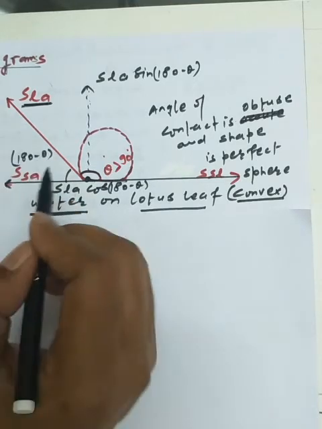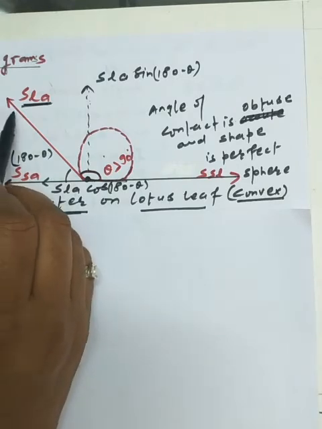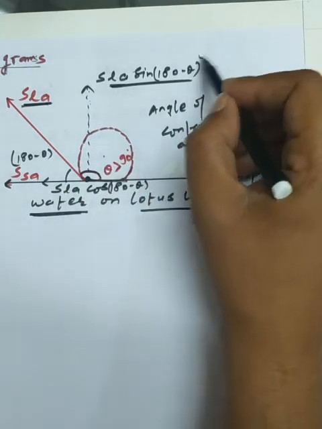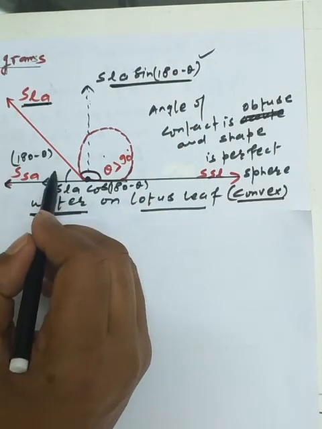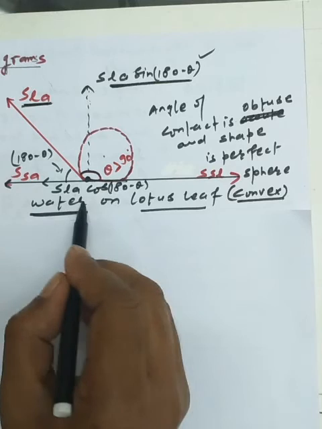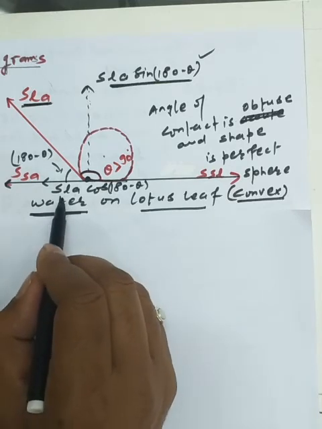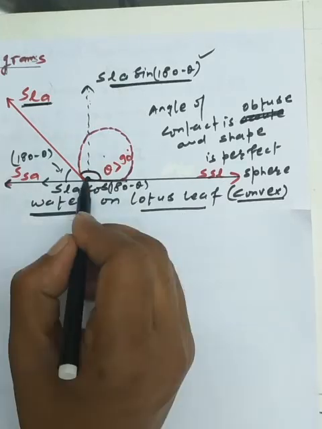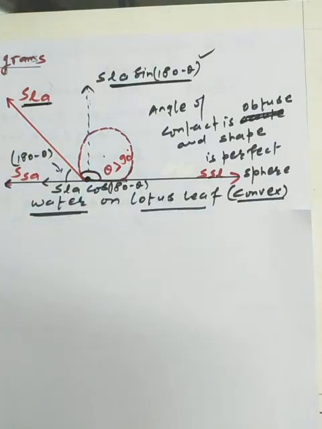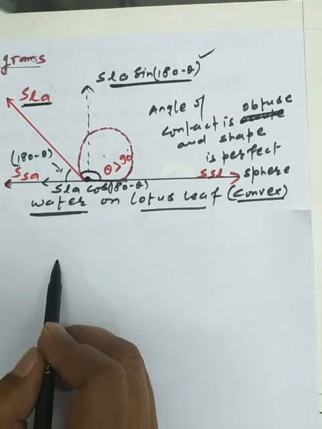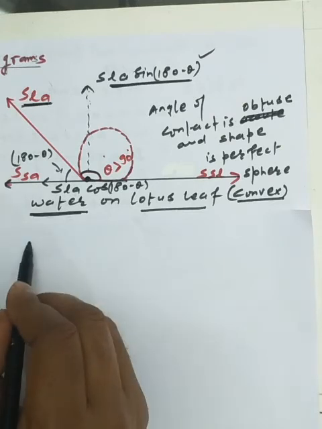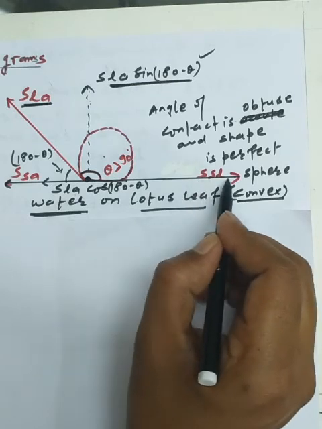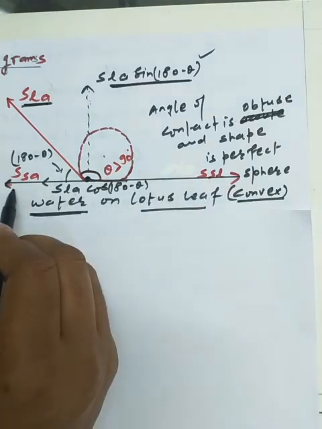As I am resolving the surface tension forces into components, one component comes in the vertical direction and one in the horizontal direction. That is the surface tension force between the liquid-air interface, S_LA cos(180 minus theta). As we are saying the drop is in equilibrium, the net right-hand forces are equal to the net left-hand forces.